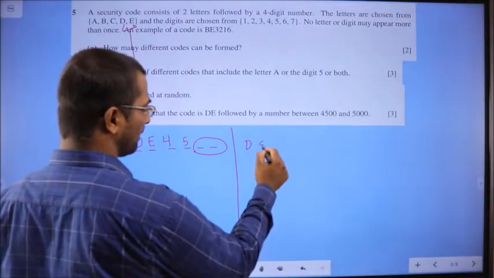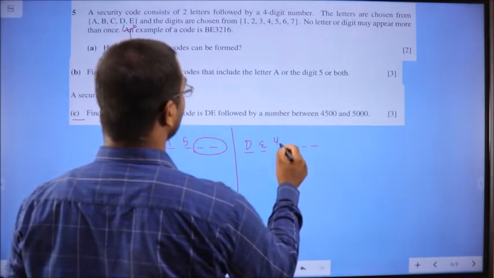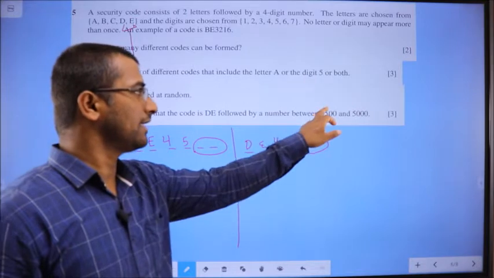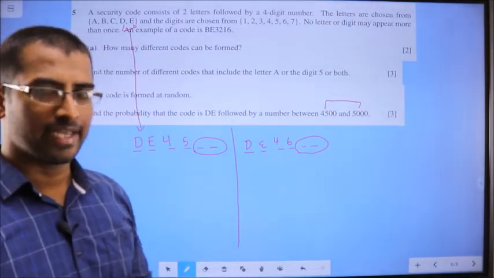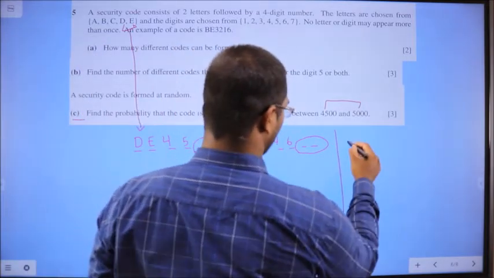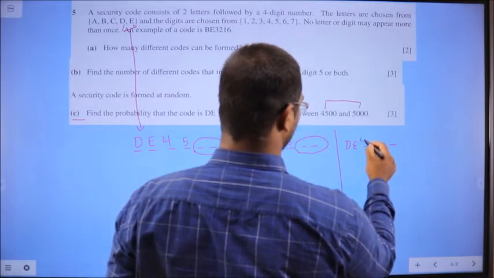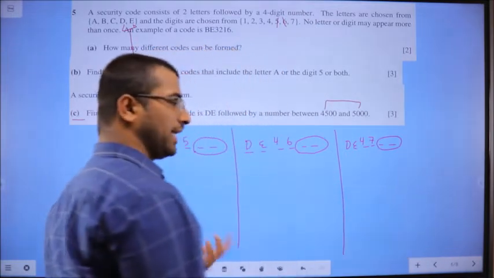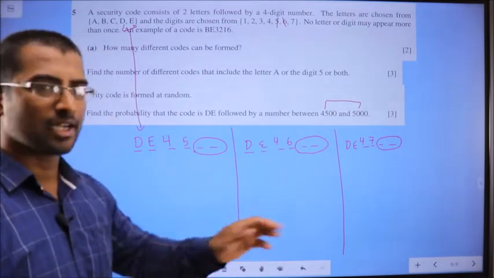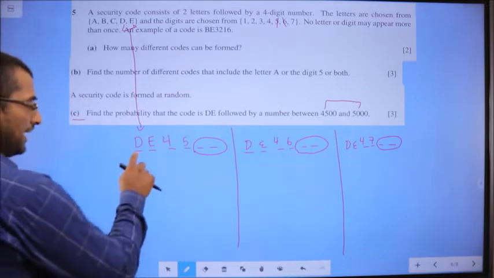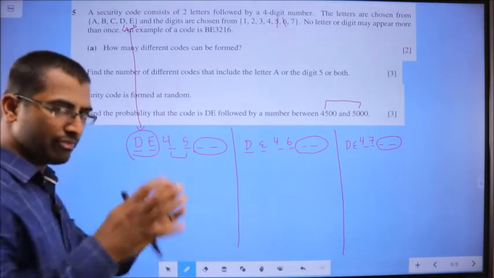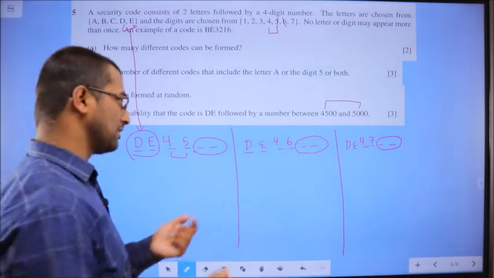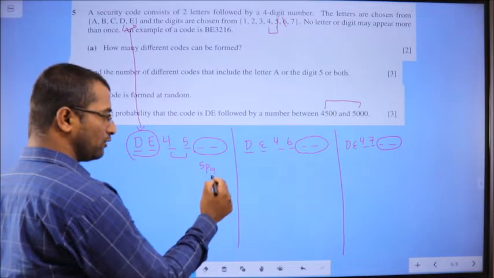Another option could be DE4, and let us say the next number is 6. Then also any number on these will fall in this limit. Next, any other option? Again DE4. 5 is gone, 6 is gone, now place 7. And again no restriction on these two. Any two numbers can be placed over here. Only these are the possibilities. Clear? Next. D is fixed over here. 4 and 5 are also fixed. Now, if 4 and 5 are gone, I am left with 3 numbers and others, 5 numbers to fill 2 blanks, which can be done in 5P2 ways.